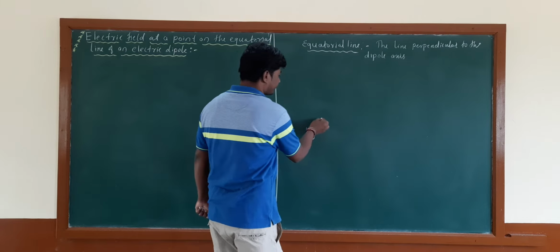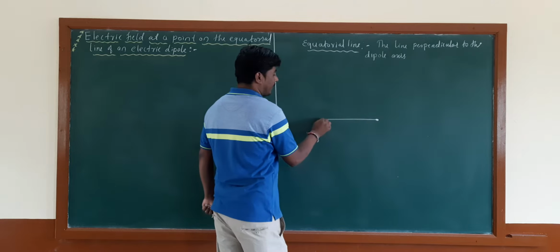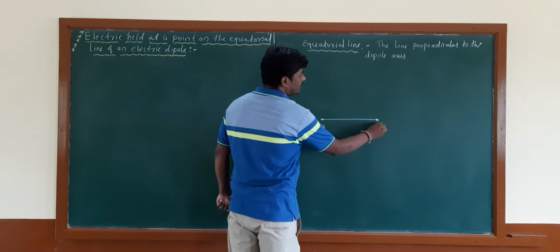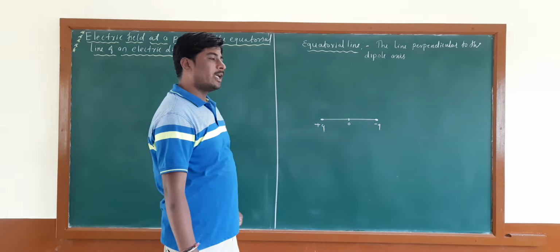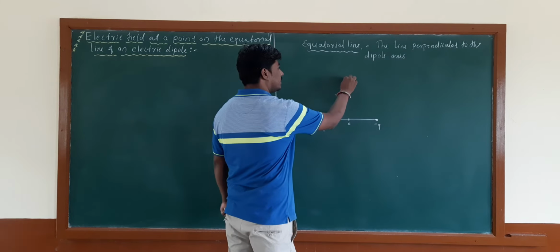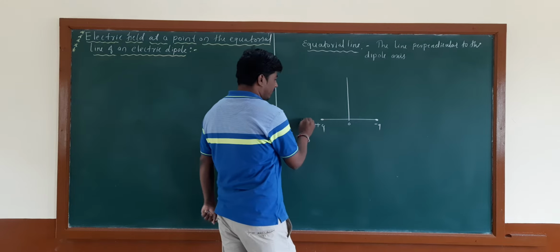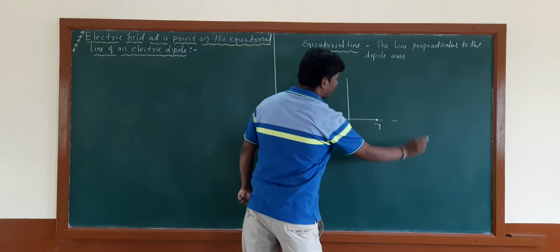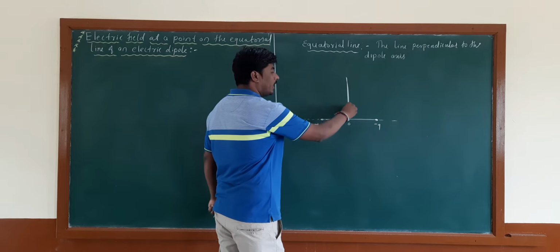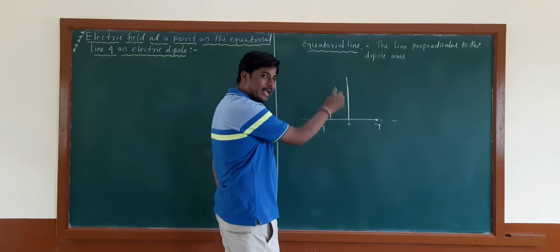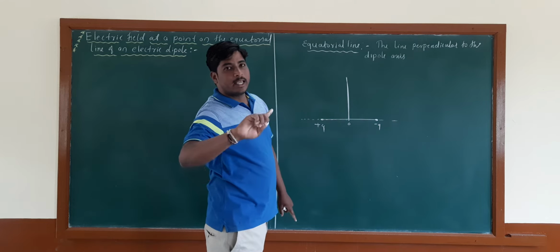Say here, there is one dipole. It is plus q and it is minus q. Let O be the center of the dipole. So this is the line which is perpendicular to the dipole axis. We know this is the axis of the dipole, and the line which is perpendicular to the dipole axis, we will call it the equatorial line.